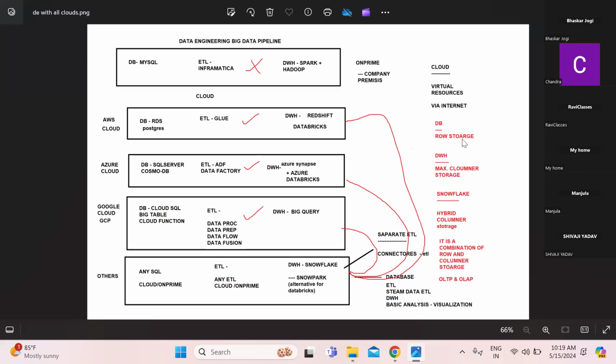Actually, a database is row storage. A data warehouse is mostly columnar storage, but Snowflake is hybrid columnar storage. So it is a combination of row and columnar storage. It is better suited for both OLTP and OLAP.